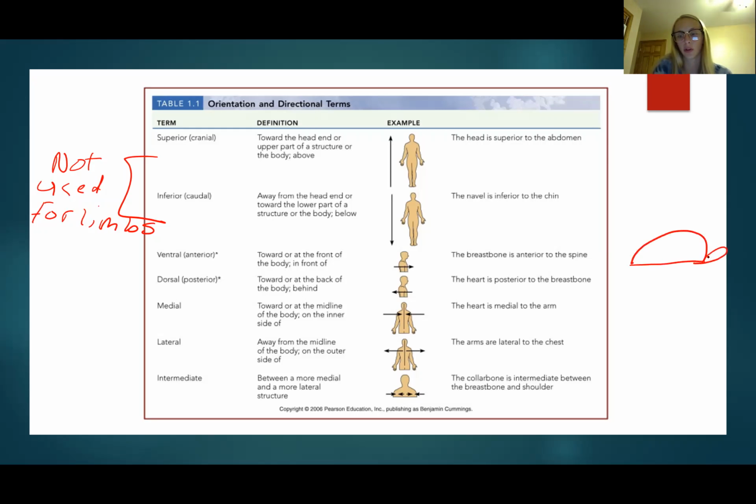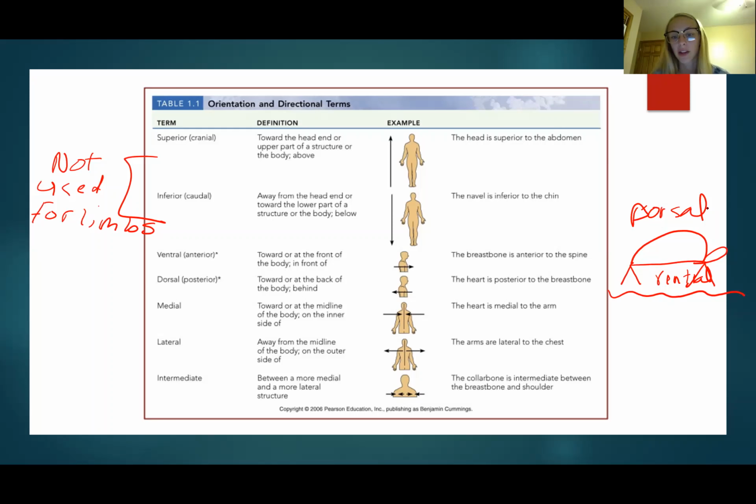Remember my little turtle illustration? Hopefully that makes sense to you. It made sense to my mind. It might have made more sense because you had a stuffed turtle in class, but your ventral side is your front and your dorsal side is your back. Okay.